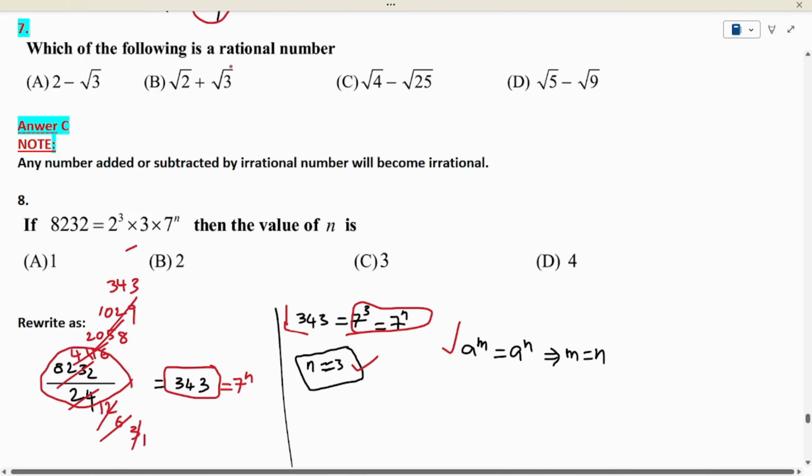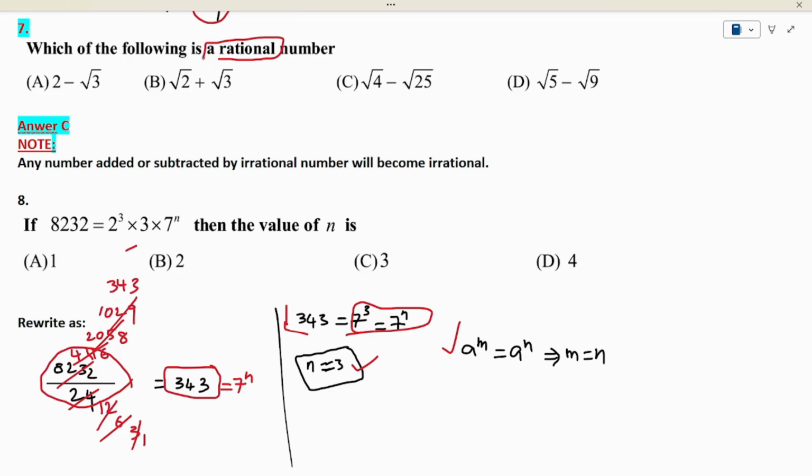Which of the following is a rational number? We need to find which of the given options is the rational number. Before solving this question, we need to keep in mind the concept of which is a rational number and which is an irrational number. Any number added or subtracted by an irrational number will automatically become an irrational number. Let's say here, this is an irrational number which is added by 2. So I can say this will also become an irrational number. This is an irrational number which is added by square root 2. Then this will also become an irrational number.